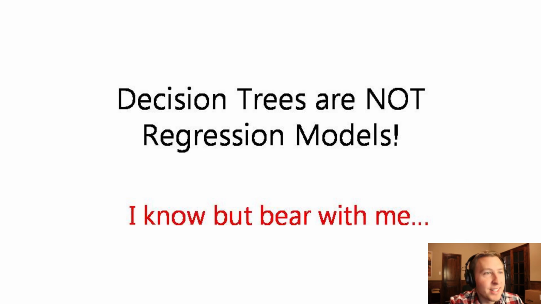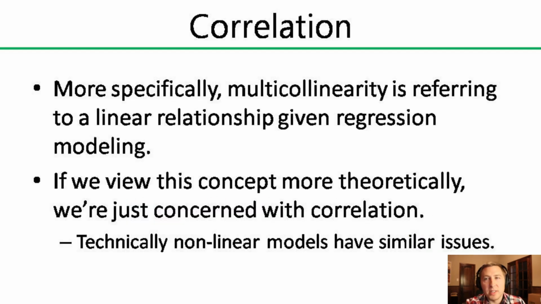Give me a second. More specifically, let's break down what multicollinearity really is. It's really just referring to a linear relationship or some sort of correlation within a regression model, okay? If you view this concept more theoretically, from a broader perspective, we're just really concerned with correlation. So multicollinearity is just a fancy term to say, okay, when we have high correlations and we're actually working on regression models, let's come up with some term to label this. And to do that, we just call it multicollinearity.